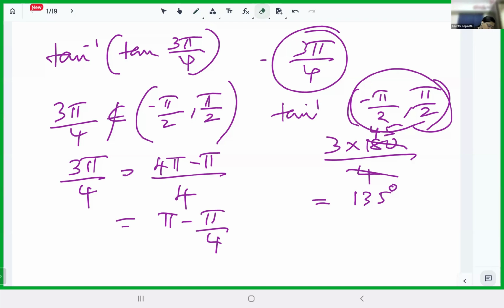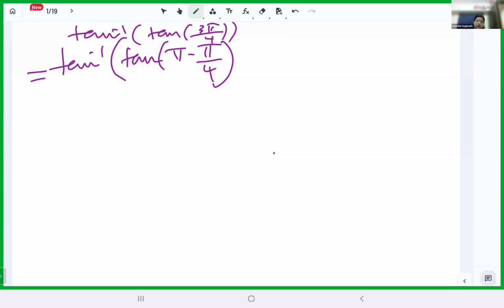That is tan inverse of tan of pi minus pi by 4. Our question was tan inverse of tan of 3 pi by 4, so instead of 3 pi by 4, we wrote it as tan inverse of tan of pi minus pi by 4. What is the value of tan of pi minus pi by 4? You have to apply the reduction formula. Pi minus pi by 4 means which quadrant? It is the second quadrant.